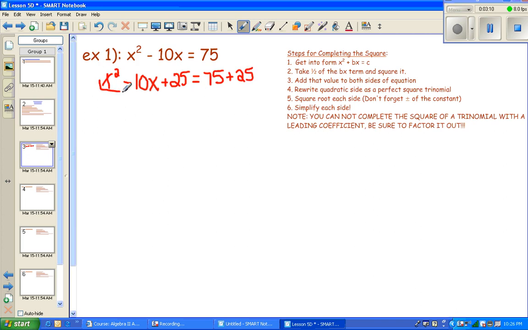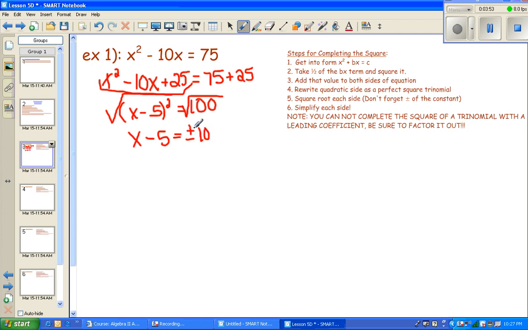Okay? So now what we have here is a perfect square trinomial, and that will always happen when you take the half and square it. So we can write this as x minus whatever that half amount was, which in this case was 5, squared, and then our right-hand side gets simplified to being 100. So now we're right back to lesson 5A where you were doing the square root method. So I'm going to choose to put a square root into this problem, which if I put it on the left, I have to put it on the right too. That's going to give me x minus 5, and plus or minus 10.